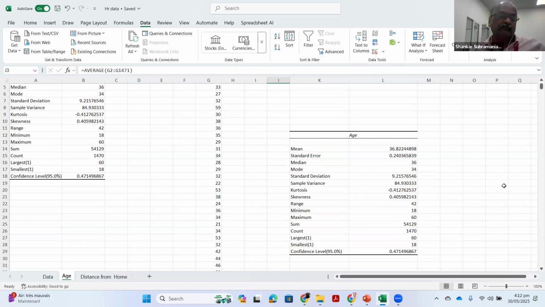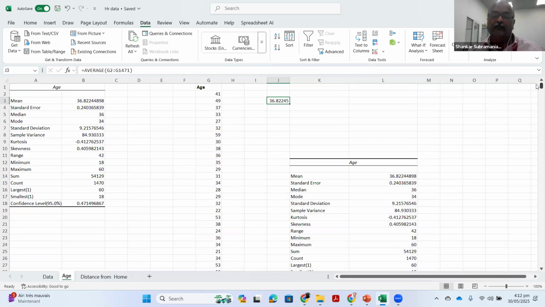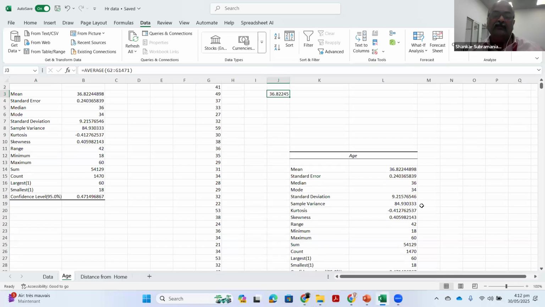Okay, so now tell me, what is your inference? What do you think about this? So this is what I analyzed for the age. Very important for you to understand. Now I got the mean, which is 36. I got the median, which is incidentally 36 again. Then the mode is 34.